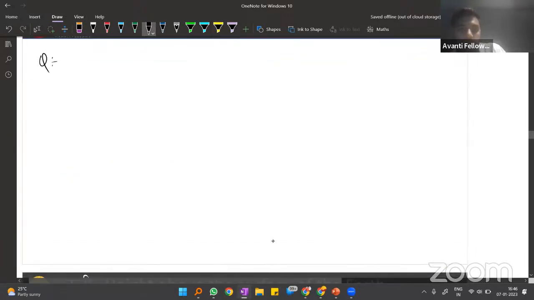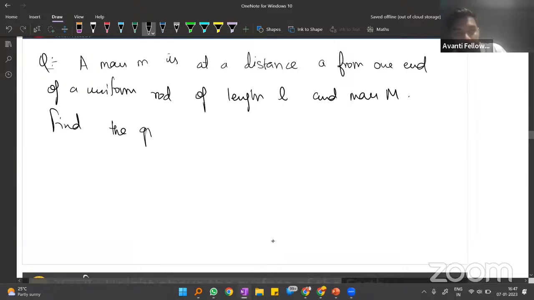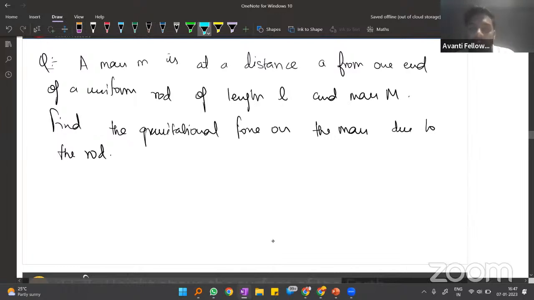Question is, note it down with me. It is a good question. A mass m is at a distance a from one end of a uniform rod of length L and mass capital M. Find the gravitational force on the mass due to the rod. So what is the question saying to us?